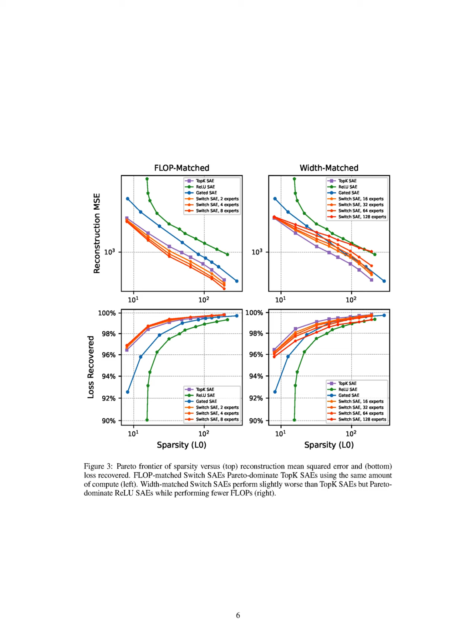The switch SAE was benchmarked against several comparative baselines, including top-K, gated and ReLU sparse autoencoders under both FLOP-matched and width-matched settings. Results indicated that switch SAEs achieved a Pareto improvement over the baselines in terms of MSE and loss recovered, particularly excelling in the FLOP-matched experiments while maintaining computational and memory costs.